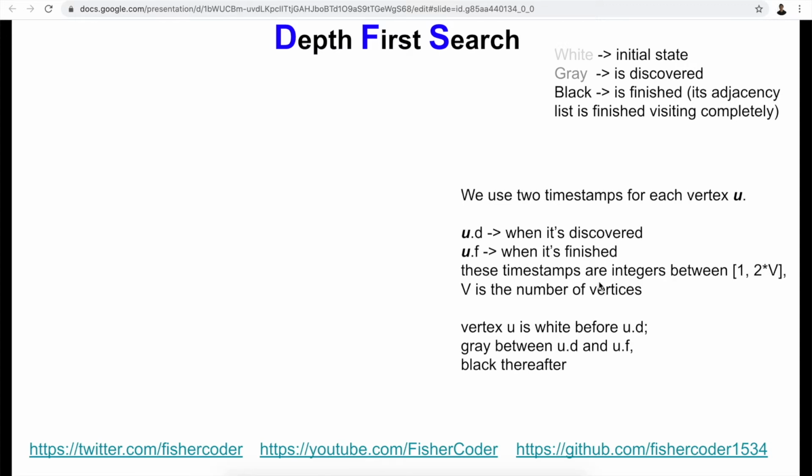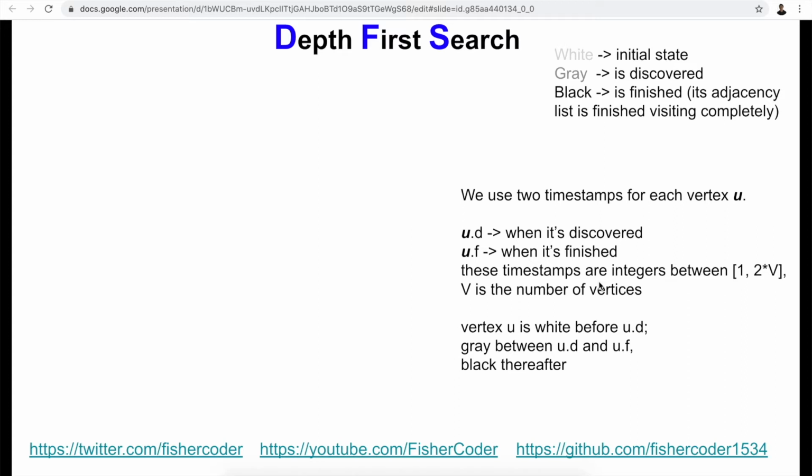We'll use two timestamps. This is something new that we didn't use in breadth-first search. The first one is U.d, where d stands for when it's discovered, and U.f, where f stands for when we have finished traversing all of its adjacent vertices. The lower and upper boundary of these timestamps will be integers. We'll just assume they are all integers, and the boundary will be between 1 and twice the number of vertices. So if, say, there are 4 vertices, the upper bound is going to be 8. We'll see that in just a second.